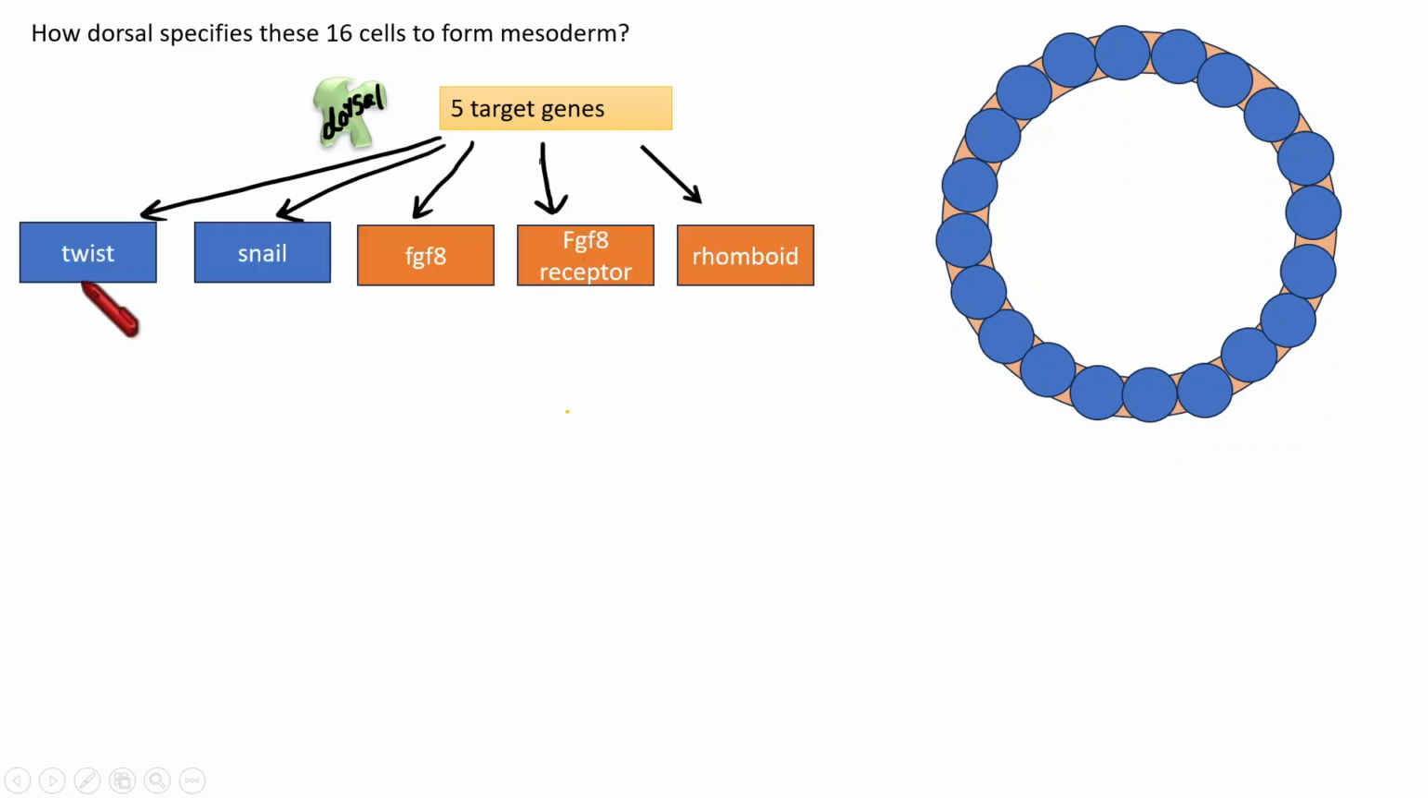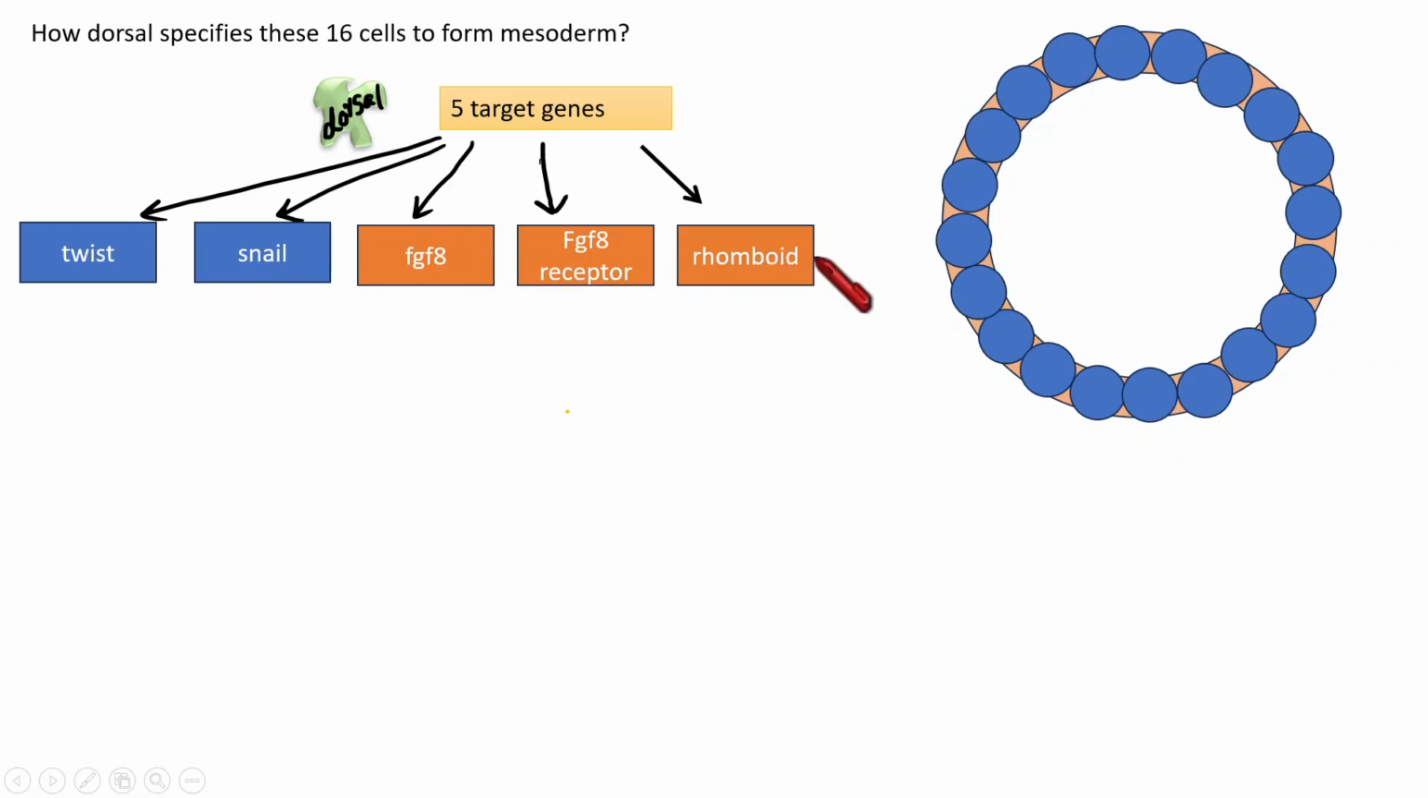So here you can see the dorsal protein that is formed from the dorsal gene. This dorsal protein has 5 target genes. It can activate 5 target genes. Which are those genes? You need to note the names of all the 5 different genes. They are twist, snail, FGF8 receptor gene, then rhomboid gene. So dorsal can activate all these 5 different types of genes.